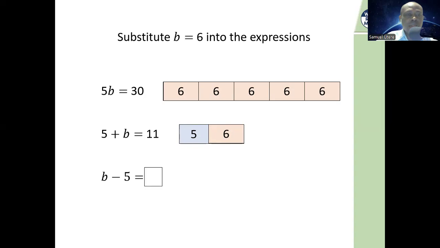Here, if I ask you to substitute b with 6 for the expression b minus 5, if you draw the bar, you can just have a bar for b, and then subtract 5 means you need to take away 5 from whatever b is. Of course, b in this instance is 6, so your answer will be 1. Okay?